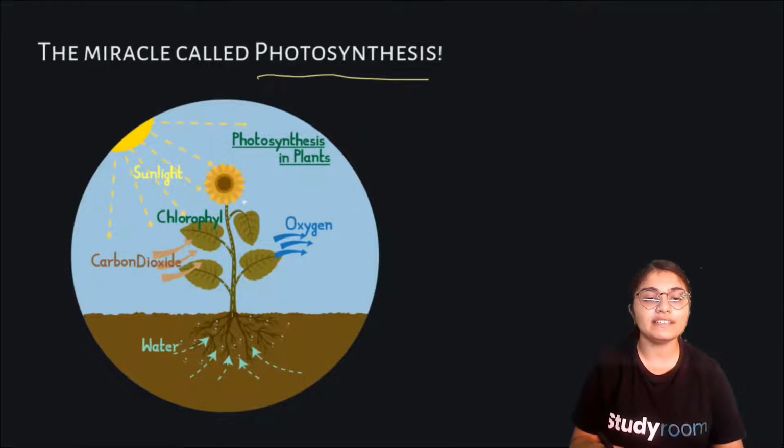Now here you can see that a flower plant is shown, and what all substances are actually used in the process called photosynthesis. You can see here sunlight, chlorophyll, carbon dioxide and water. These all things are needed, and then oxygen is released out.